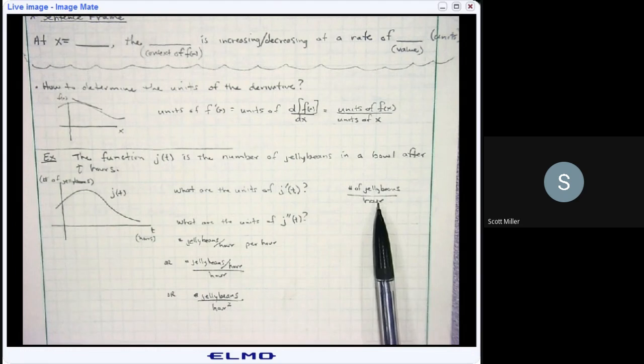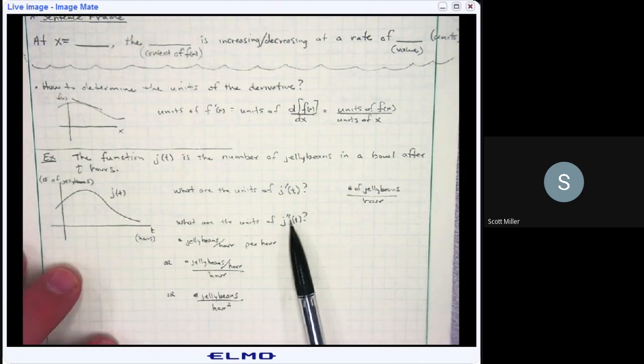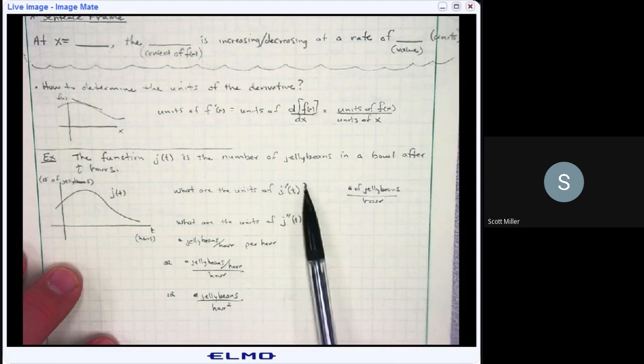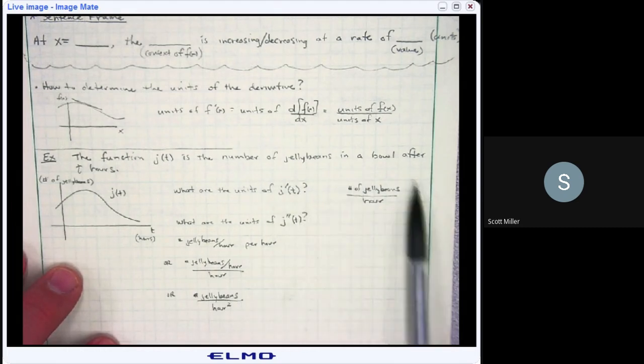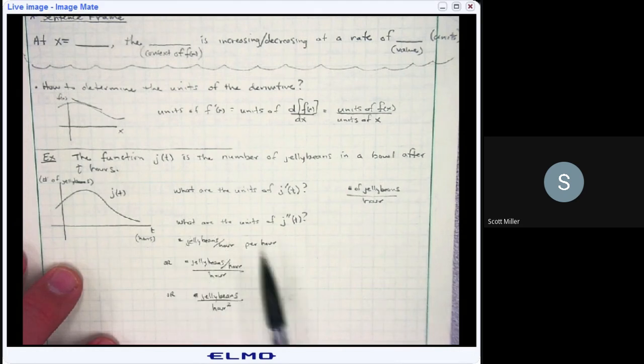Okay? So what about the second derivative? What would be the units of j double prime of t? Well, the second derivative is the derivative of this function. So what are the units of this function? The units of this function, j prime of t, is this, and then the units of t. So it'll be the number of jelly beans per hour. That's the units of j prime. And then per hour would be the units of t again. So you can write it this way.